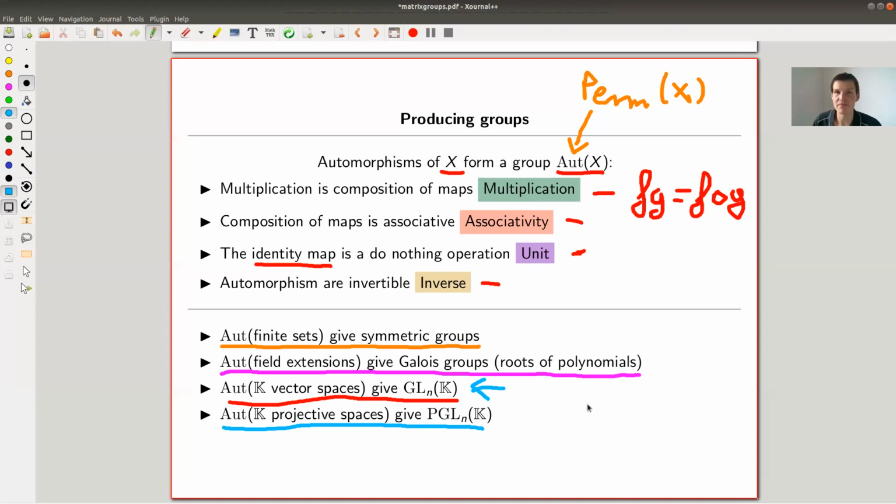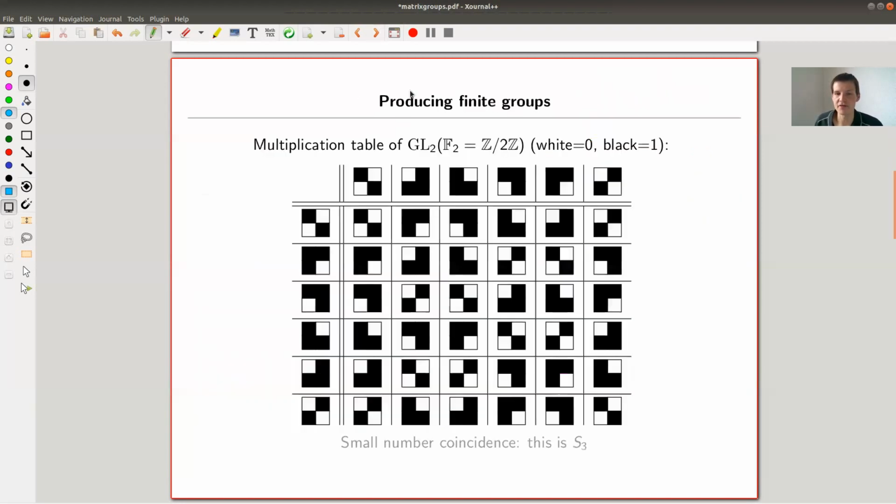But let me repeat the main idea. The main idea is, in order to produce groups, you should look at automorphisms of an interesting object. And the most basic examples are symmetric groups, and in a very similar way, automorphisms of vector spaces are pretty basic examples, and all of you know them from linear algebra, right? That's what linear algebra is basically about: automorphisms of vector spaces. Okay, so let's have a look.